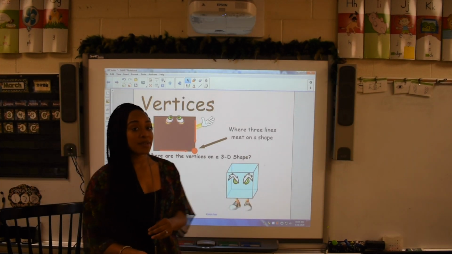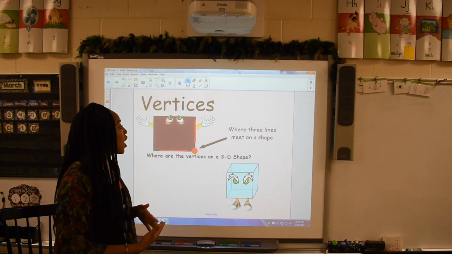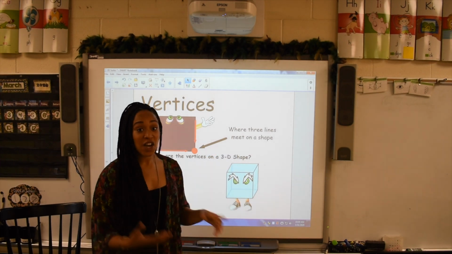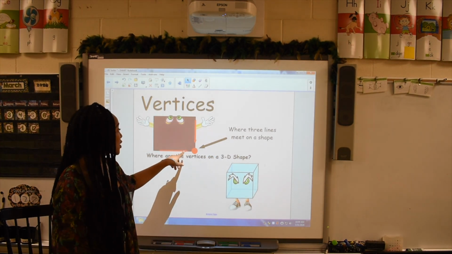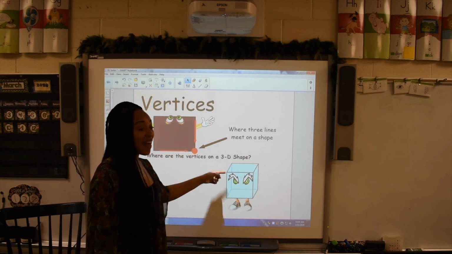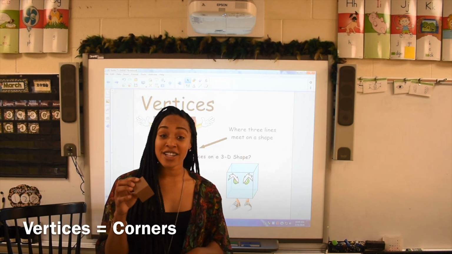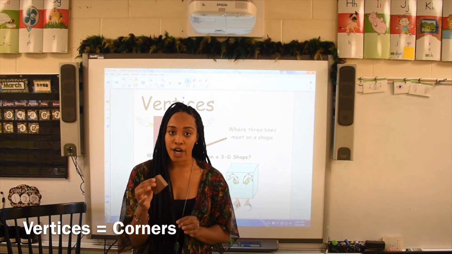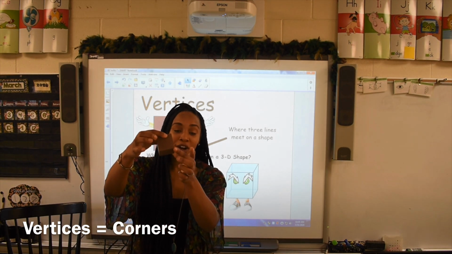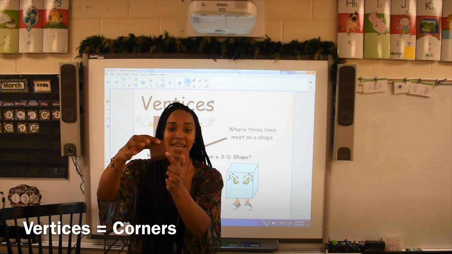All 3D shapes have this fancy word called vertices. A vertice is where 3 lines meet on a shape. So if you look at this picture, it's where this line meets that top line. Let's use a cube as an example. A vertice is a fancy way of saying corner. So if we're looking at this 3D shape, this corner, this vertice, is where these 3 lines meet.